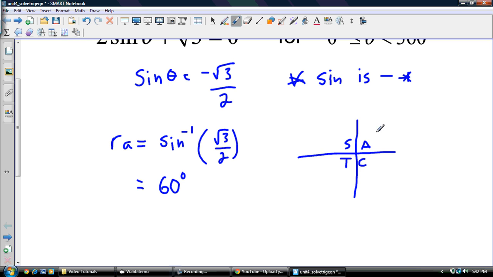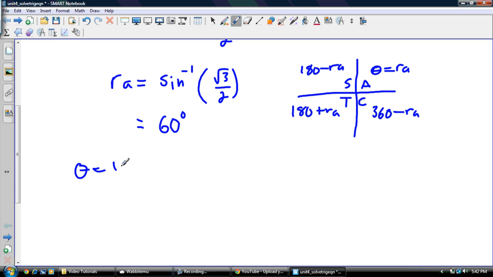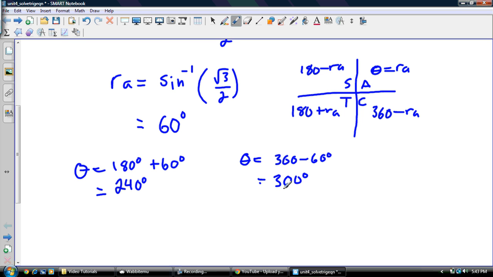We also know from the CAST rule that here my theta is equal to RA. Here we have 180 minus RA. Here we have 180 plus RA. And here we have 360 minus RA. So to find my theta, it's going to be 180 plus 60, so that's 240. And then I have theta over here, so it's 360 minus 60, so that's 300 degrees. These are my two values for theta.